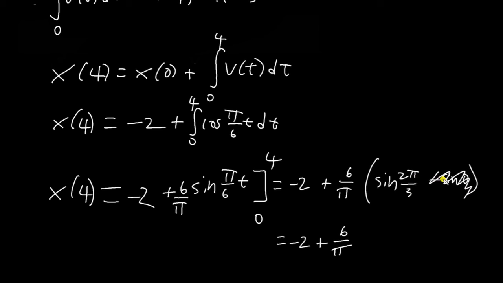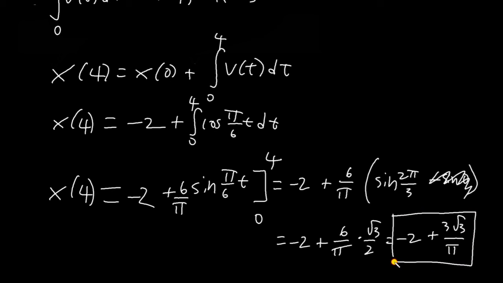Sine of 2 pi over 3, what's that again? Oh yeah, from earlier on we said it's square root of 3 over 2, so this is times square root of 3 over 2, so it's negative 2 plus 3 square root of 3 over pi. Okay, and that is the position of the particle at time t equals 4. Not that bad, right? This was a 3-point question. 1 point for correctly computing the antiderivative, 1 point for correctly realizing that x of 0 is equal to negative 2, and 1 point for the final answer.